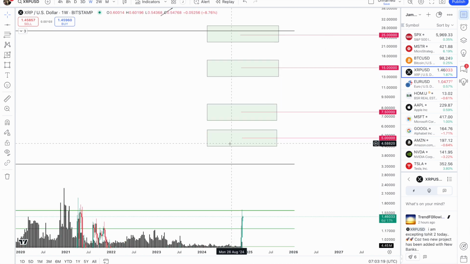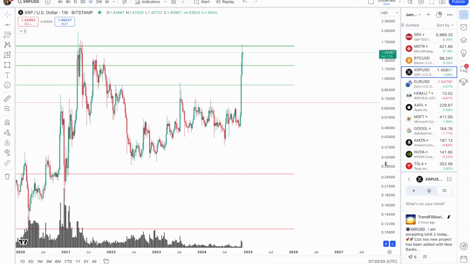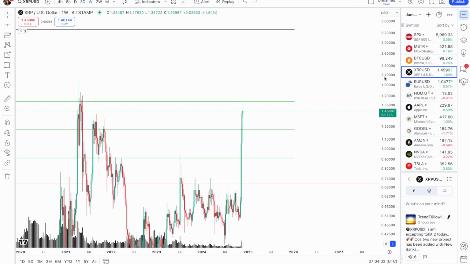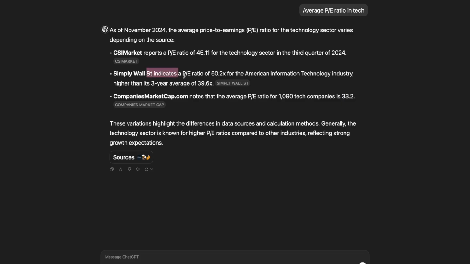So $5, this is the intrinsic value. Now, I have 7.5, 15, and 25 as multipliers from the intrinsic value. Now, looking at really any industry, if you've heard things like price to earnings, right? So the price of the stock relative to the earnings of the actual company, and you trade at a multiple of that. In certain industries, really any industry, like in equities, there's a price to earnings ratio that's considered normal. Tech might have the highest PE ratio, where Wall Street indicates a PE ratio of 50.2x for the American information technology sector. So that's 50 times greater than their earnings is what it's trading at.